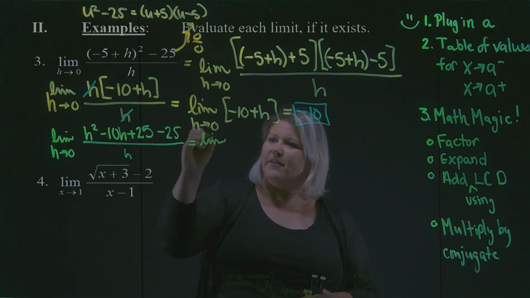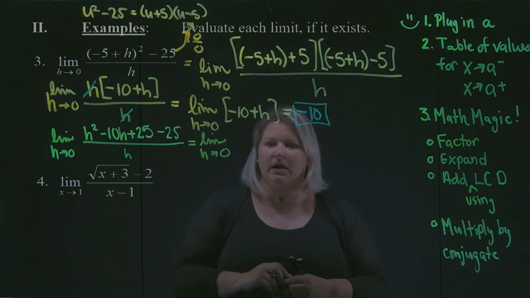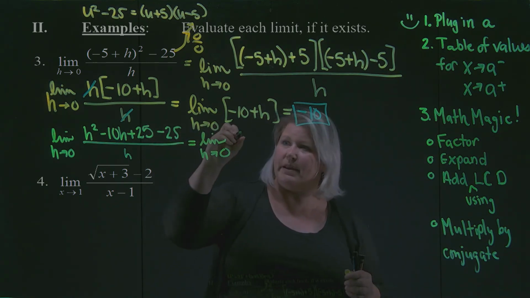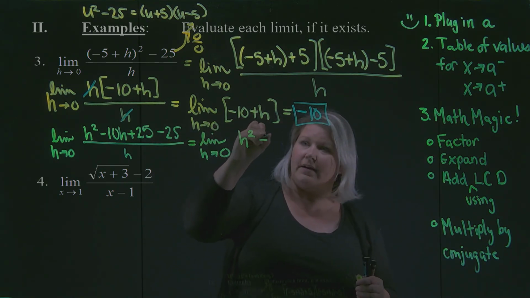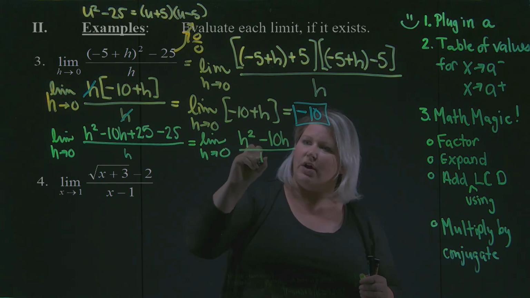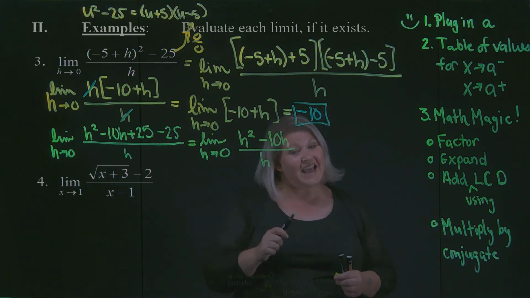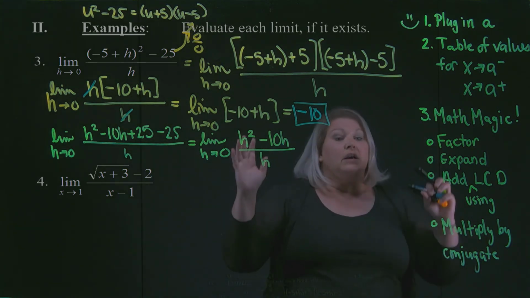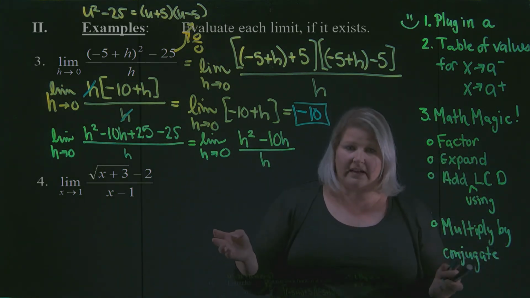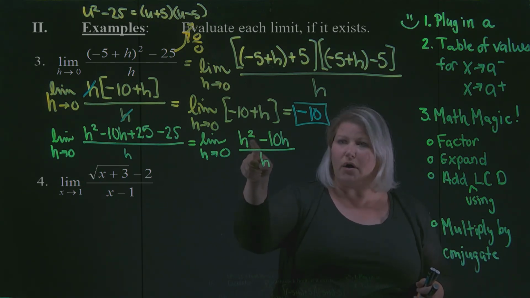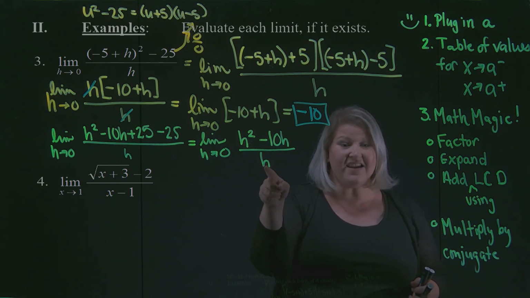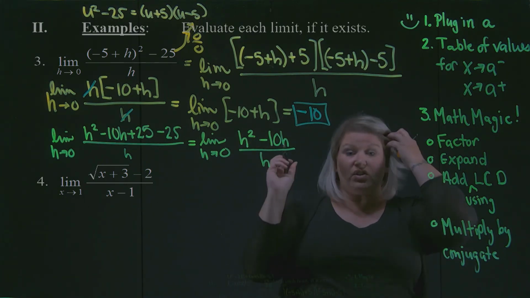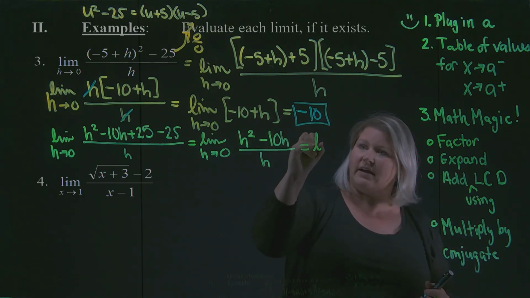Notice what happens: the 25s cancel, plus 25 minus 25, poof, disappear. And then I've got h squared minus 10h all over h. And then again, I'm in a position to cancel some things, and I get excited. You want to be careful. Don't cancel willy-nilly. You've got an h down here. You can only cancel this h down here if everybody in the top has an h as well, which they do. So you can cancel it.